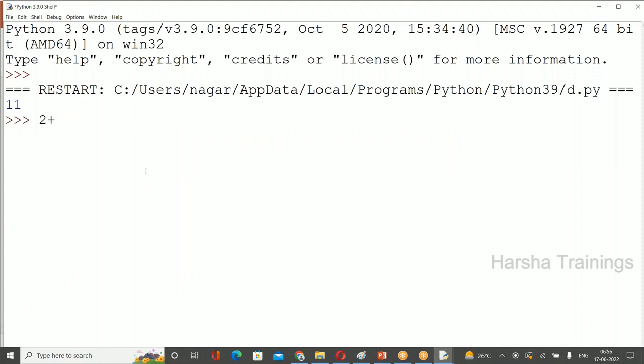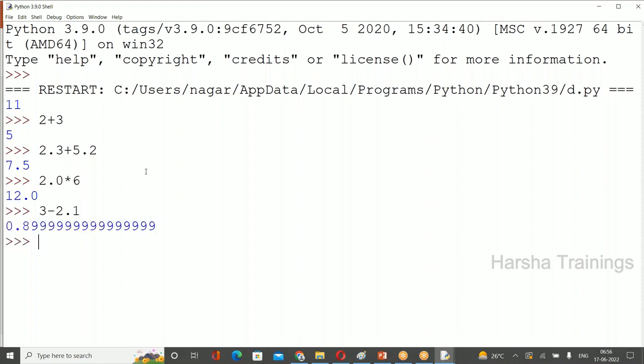For example, first basic operations, 2 plus 3, that is 5. 2.3 plus 5.2, that is 7.4. 2.0 into 6, that is 12.0. 3 minus 2.1, that is 0.9, sorry, 0.899, whatever it is. Coming to division, 5 divided by 2. So what is the result? The result is quotient. What is the answer? Just now we discussed, the answer is 2.5.